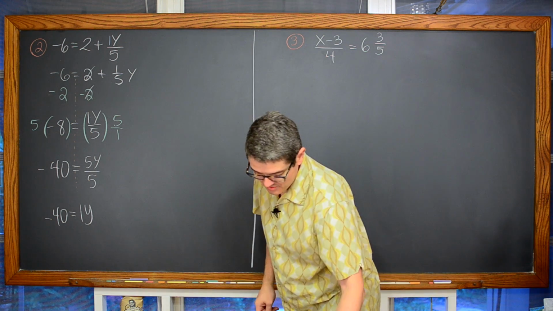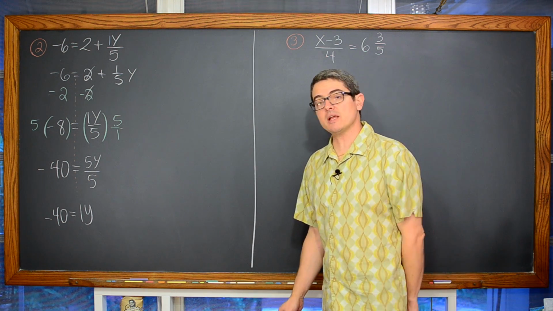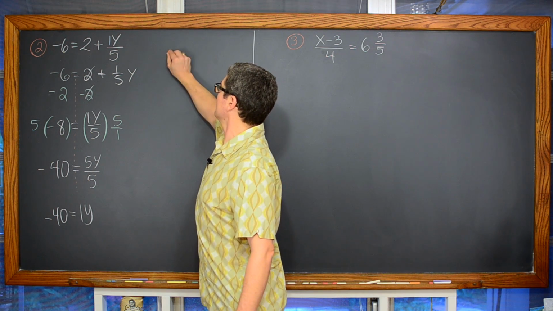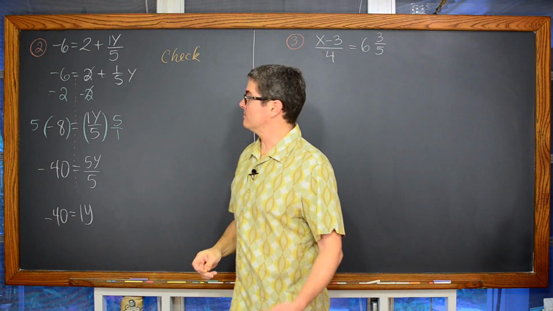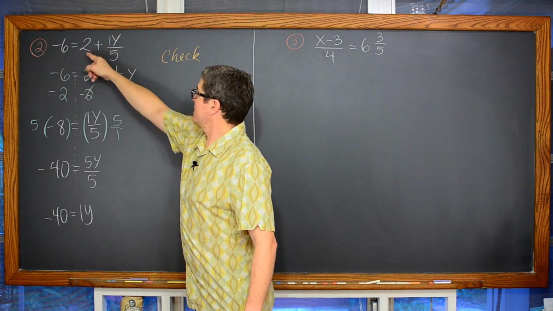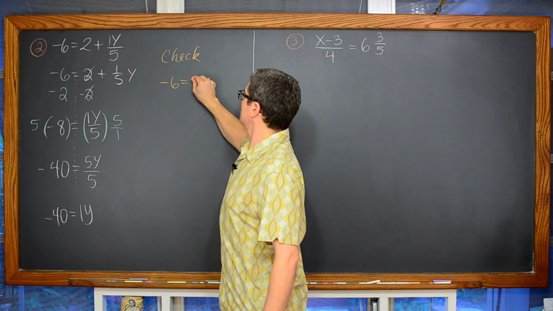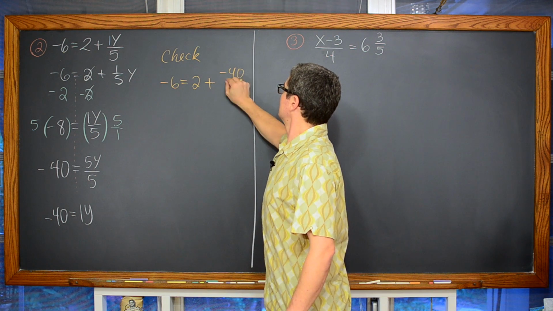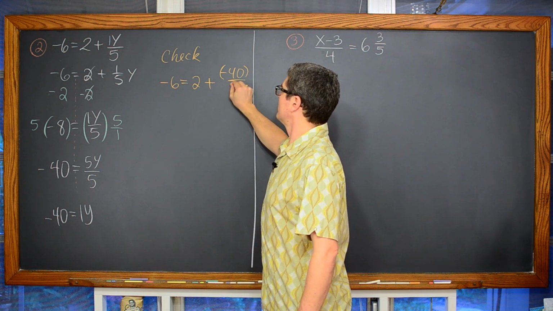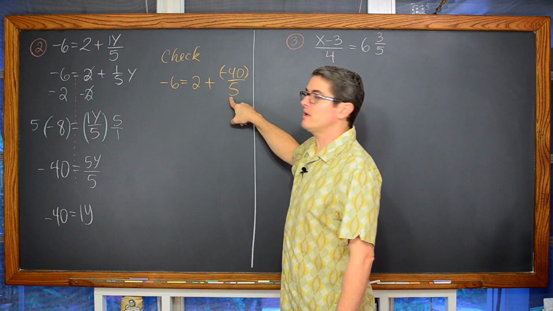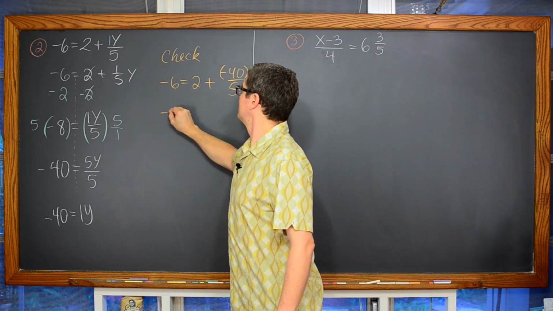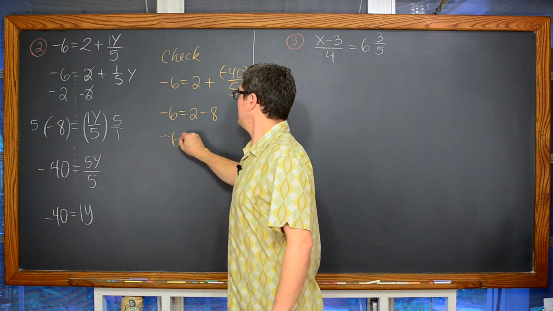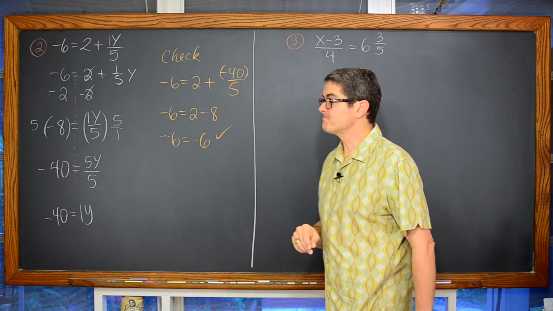Well, I can glance at my notes and say, hey, that's what I got when I set up my notes for this lesson. But of course, a good habit, and as far as I'm concerned required, is to check your answer. When I plug in negative 40, we have negative 6 is equal to 2 plus negative 40 over 5. And negative 40 divided by 5 is negative 8. And 2 minus 8 is negative 6.